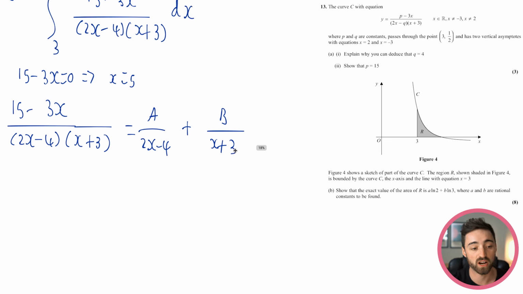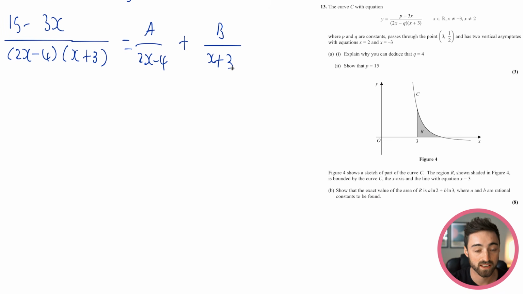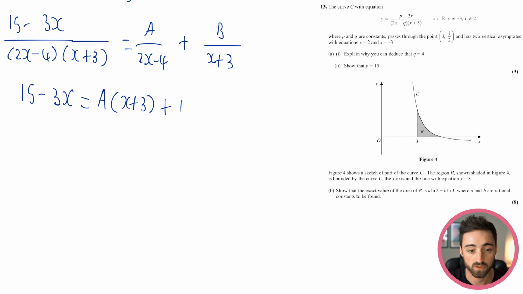Okay, so what you want to do with partial fractions is times basically by all of these denominators. So I'm going to times by 2x minus 4 and x plus 3. So that's going to leave me with just the top on the left-hand side. And then A times by the 2x minus 4 cancels, and I get the x plus 3, and then the other way around. The good thing about this is it's supposed to be true for any x, so we can just put x values into this equation that are nice.